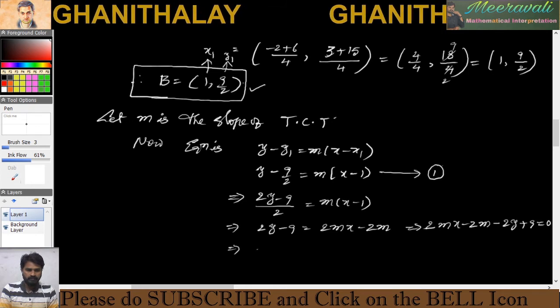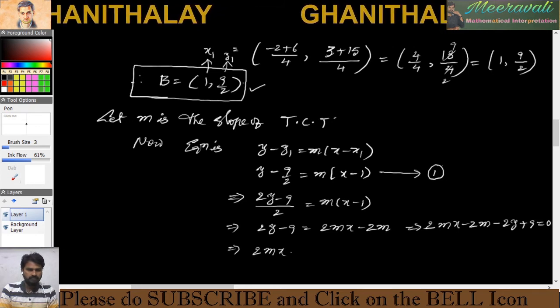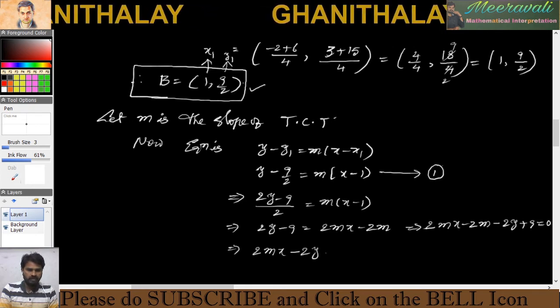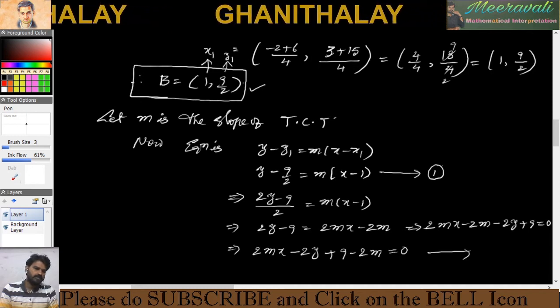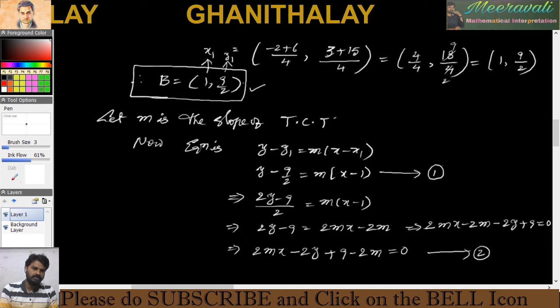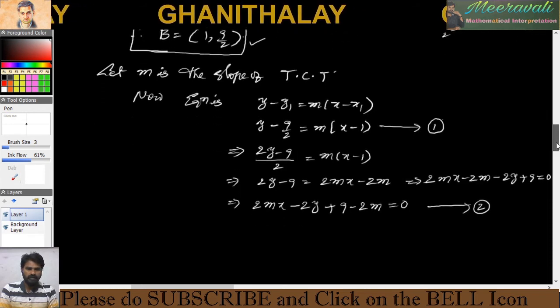Now first you should write the x term, next y term, next constant term. 9 minus 2m is equal to 0. This is our required tangent, but here we have to find the m value.